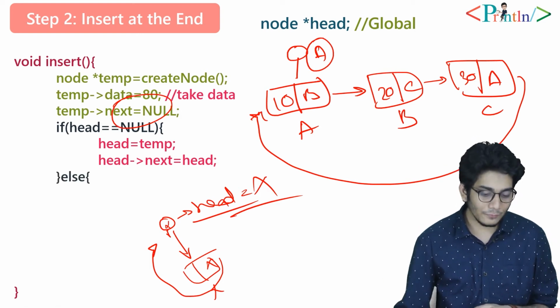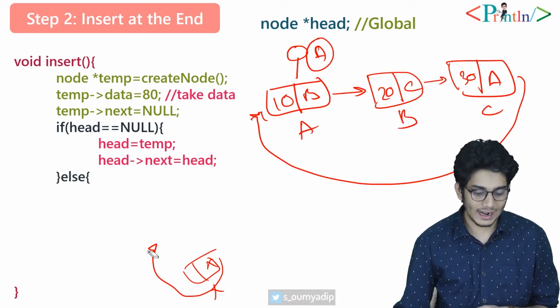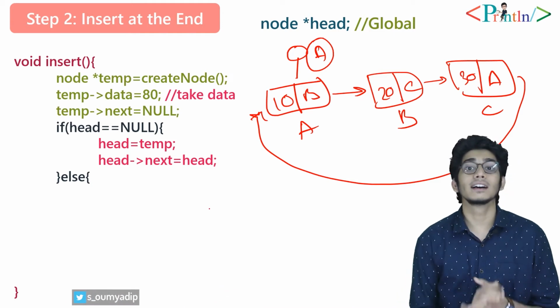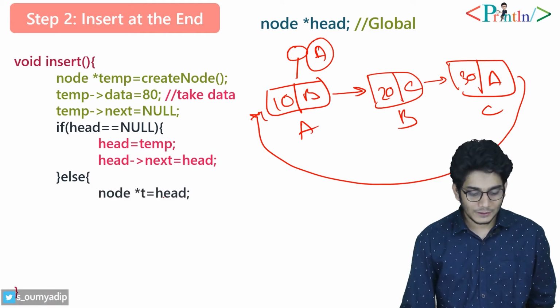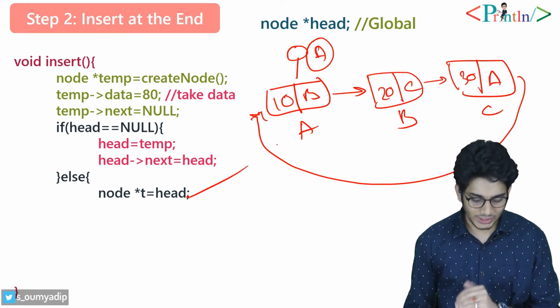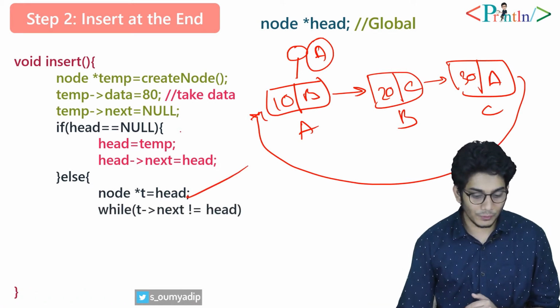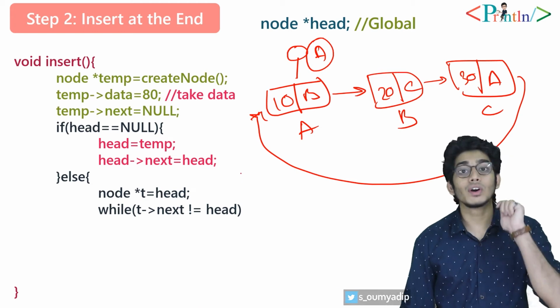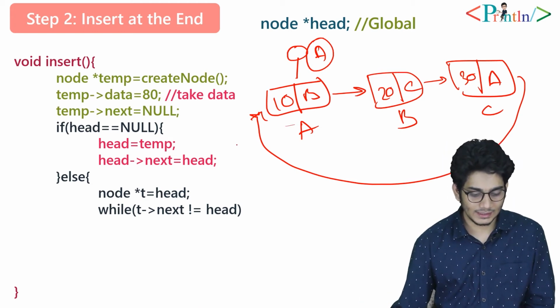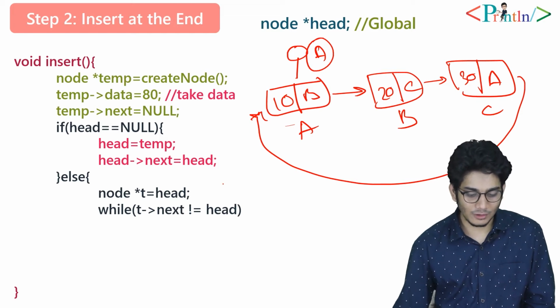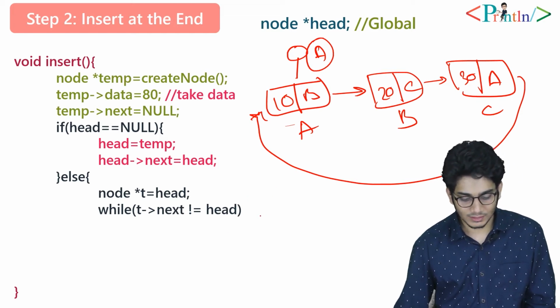Now we'll see how we can add a node at the end of a singly circular linked list. So at first we have to take a reference pointer, that is T. Then we'll traverse up to head. So let's say, what is the value of T? At first the value of T is A.